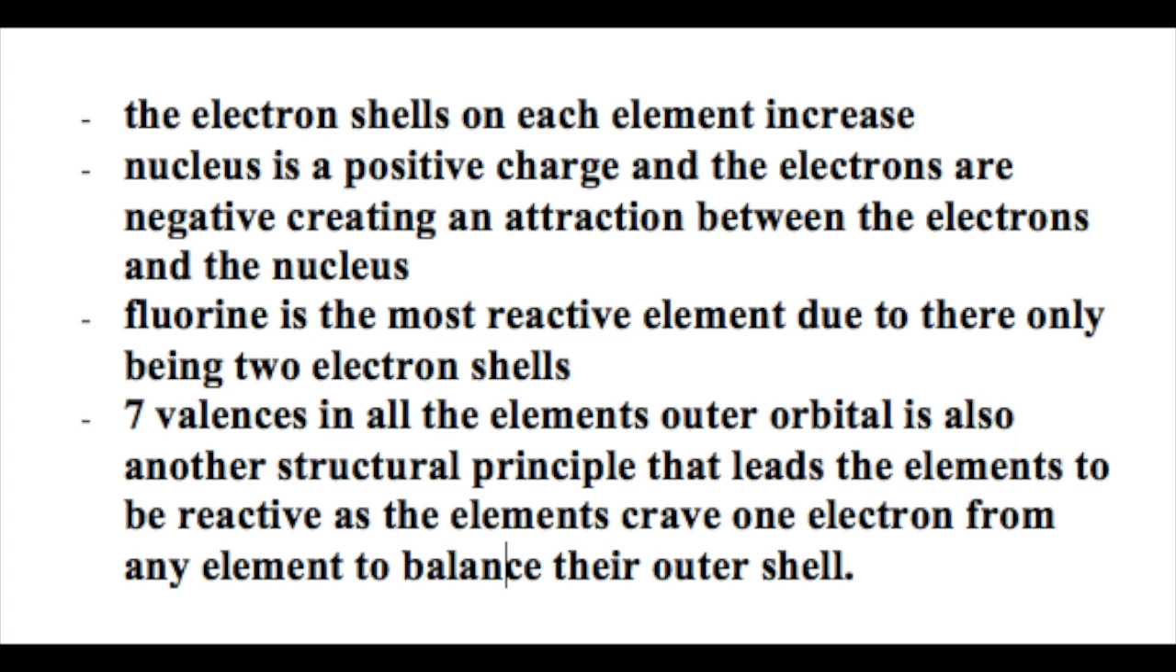Fluorine is the most reactive element due to there only being 2 electron shells, and the attraction is very strong between the nucleus and the electrons as the distance from the furthest electron is short. When referring to reactivity, the atomic structure is the reasoning behind the highly reactive nature of the elements. The 7 valence electrons in all the elements' outer orbital is also another structural principle that leads the elements to be reactive, as the elements crave 1 electron from any element to balance their outer shell.